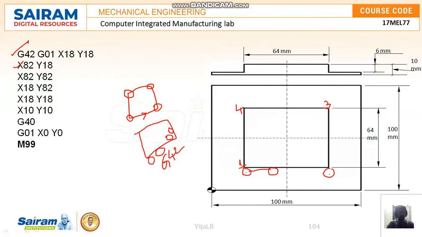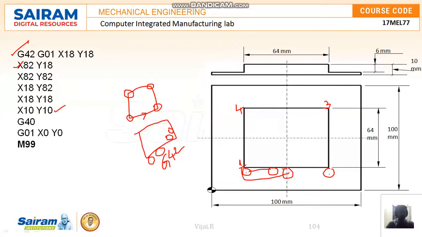First of all, G01 X18 Y18. This is the position, and then X82 Y18, then X82 Y82, and the fourth position X18 Y82, then X18 Y18. Once it comes here, we can go for X10 Y10. This is because we have to remove the tool from the place, or else we can go one more round for finishing, because the corner points must be perfect. We can make one more half rotation, move some distance, and then go for the home position.